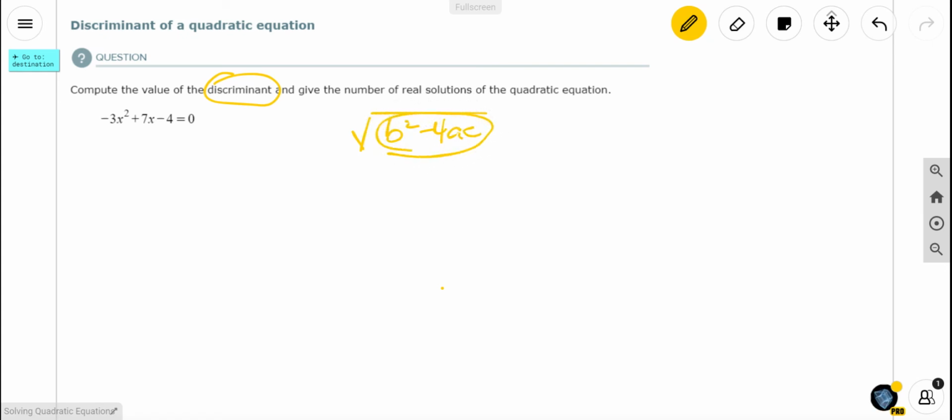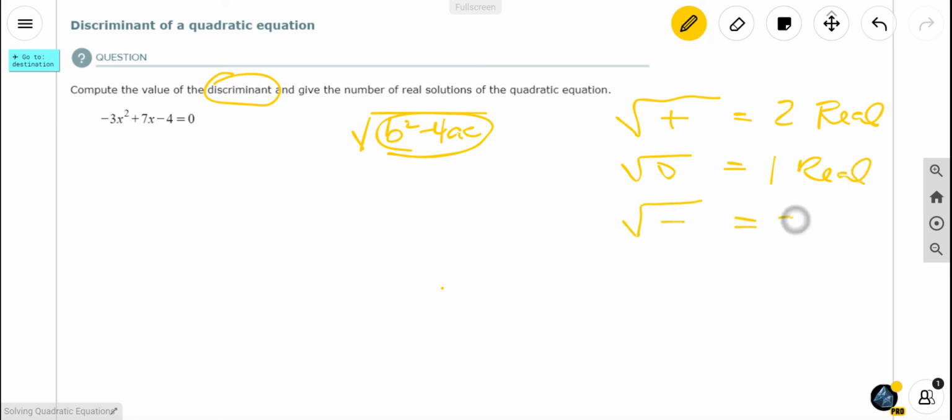Okay, because think about this. If you have the square root of a positive number, you're going to get 2 real roots, correct? And if you have the square root of 0, you're going to get 1 real root. And if you have the square root of a negative number, you're going to get 2 imaginary roots. This is what they want you to know. They need you to know that.